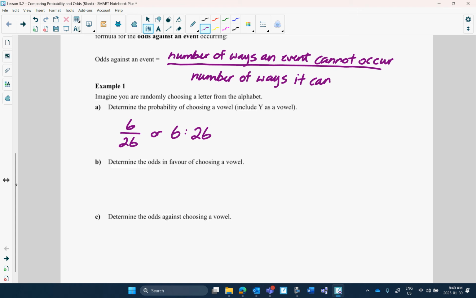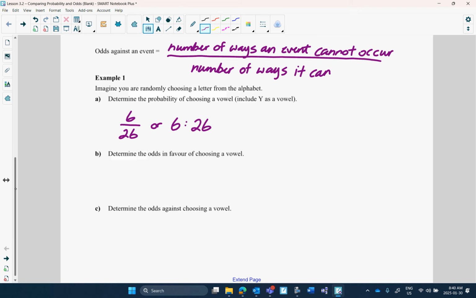So, think about the definitions now. What's the odds in favor of choosing a vowel? Well, how many ways can a vowel be chosen? 6. How many ways can't it be? 20. It's got to be the remainder of the 26 letters. Or 6 to 20. Or even if you wanted to reduce it, 3 to 10. But you don't necessarily have to.